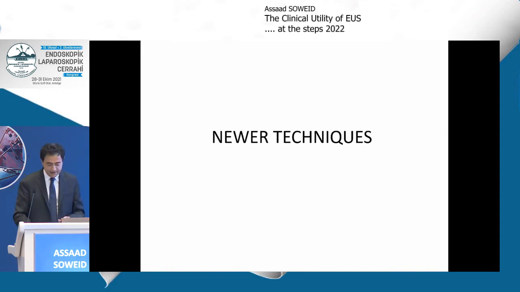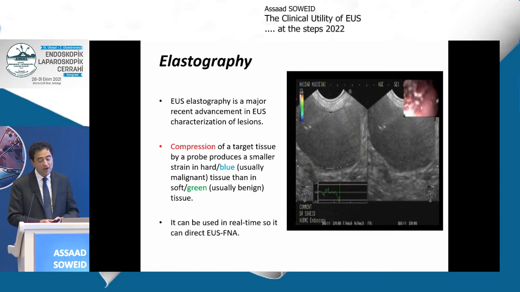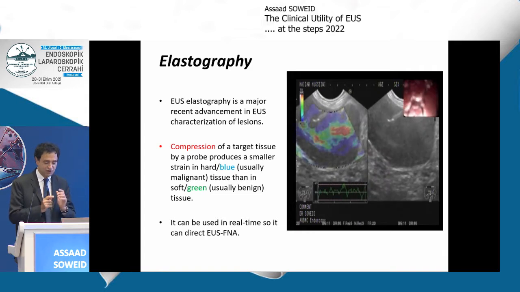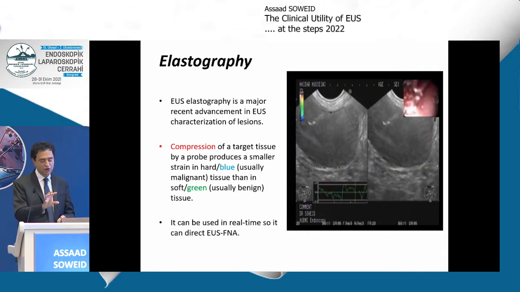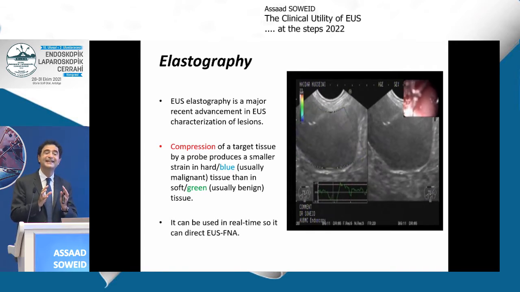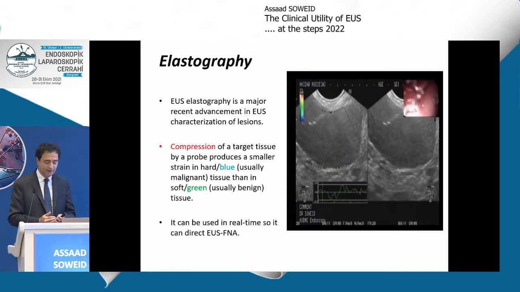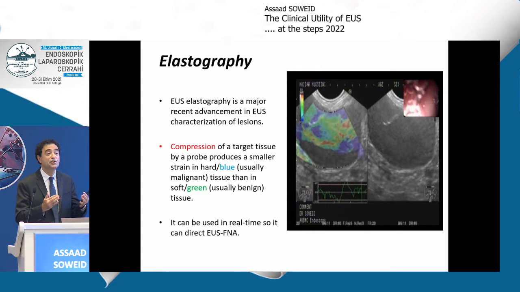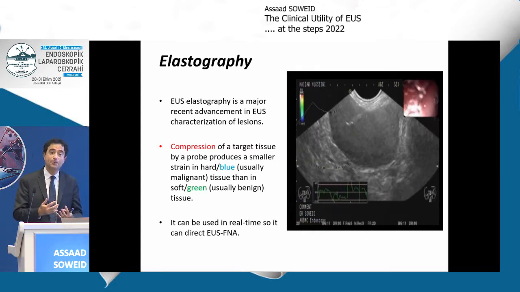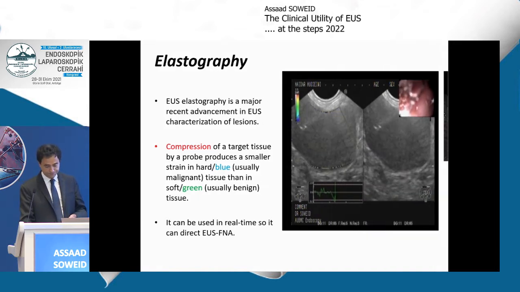What are the new techniques for endoscopic ultrasound? I'll start with elastography. Elastography is a major recent advancement, and it depends on compression of a target tissue by the probe. If the color is blue, that means it is hard, which is usually malignant. If it's green, it's soft, and it's usually non-malignant. So in a way, it can help us better characterize a lesion, be it a lymph node, a cyst, or a solid lesion.